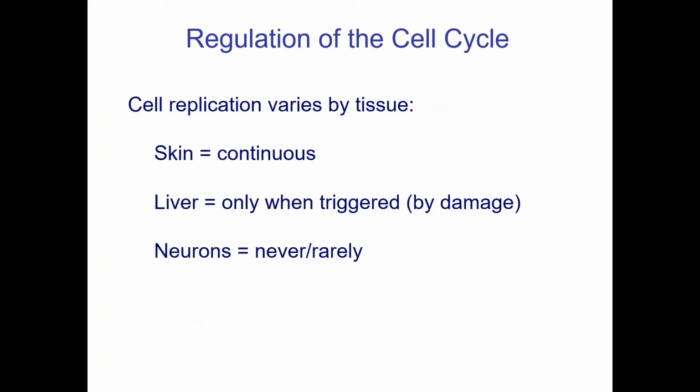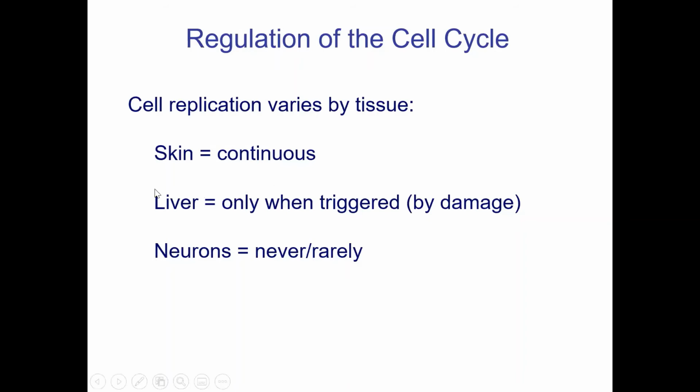So skin cells, they divide continuously. And that makes sense. Our skin gets damaged, it flakes off, we need to replace our epidermal layers. Other tissues, only when triggered, often by damage or something like that. So when I need more liver cells, I can make them. But other than that, I don't want those cells to keep dividing and growing. I don't want a giant liver. I want a good, normal sized liver.